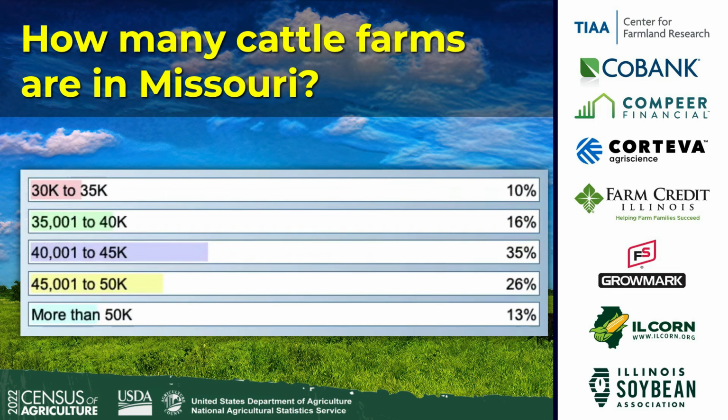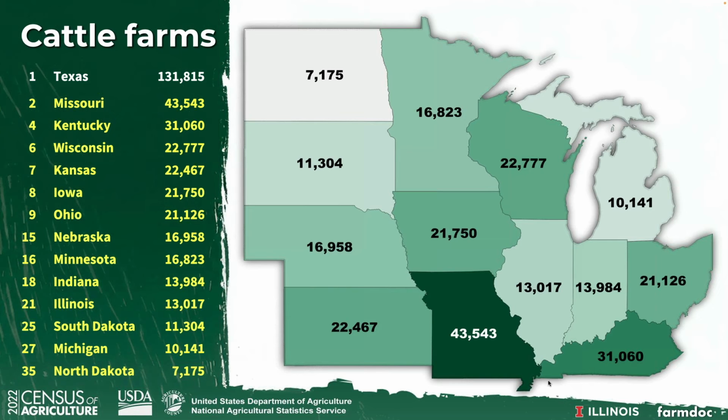We'll see. Most people thought it was 40 to 45,000, and the actual answer is 43,000 cattle farms in Missouri, which makes them number 2 in the country, and a lot of them are smallish cow-calf operations. Whereas Texas, they've got plenty of cow-calf farms. They also have a lot of cattle feeding operations. Same is true in Kansas and Nebraska. Big feedlots finishing out the cattle, as well as cow-calf operations. Illinois, not so big in that game, 13,000 farms, ranking 21st in the country.